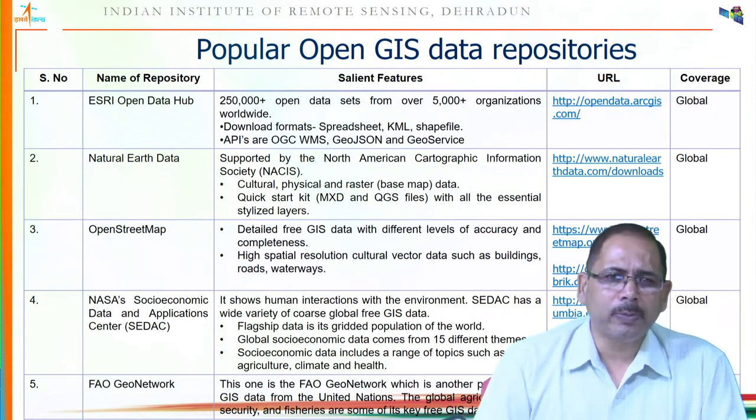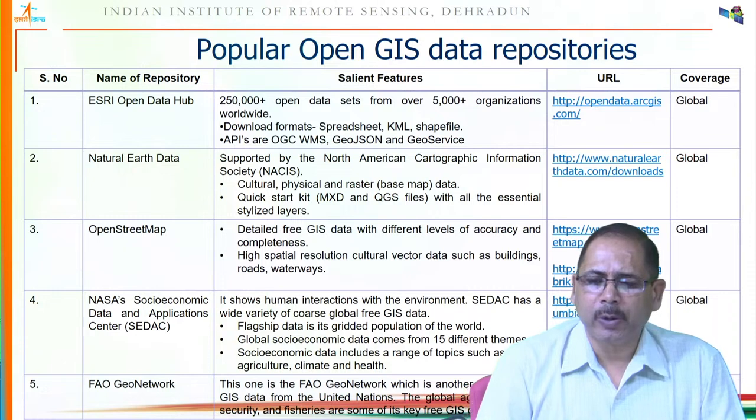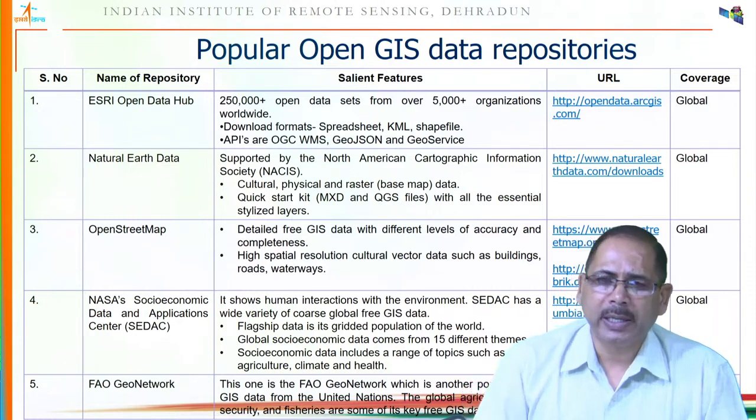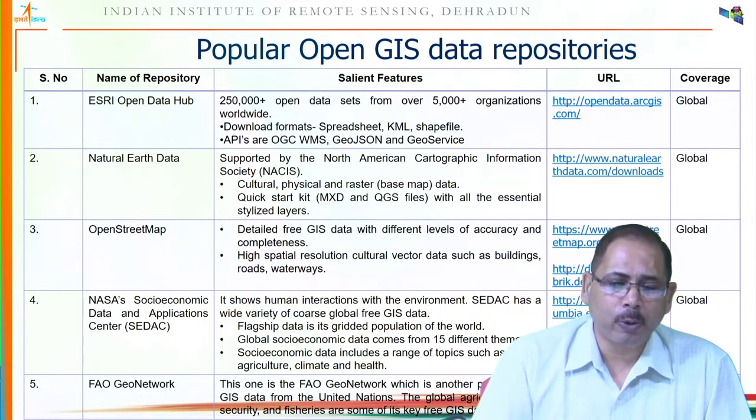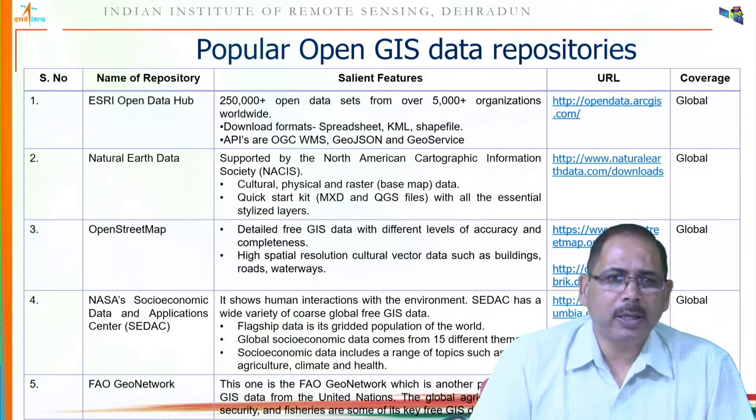So you can download from their data repository called opendata.rgis.com, and they provide data as a global product. So for the entire globe, the data products are available. They also offer the APIs.